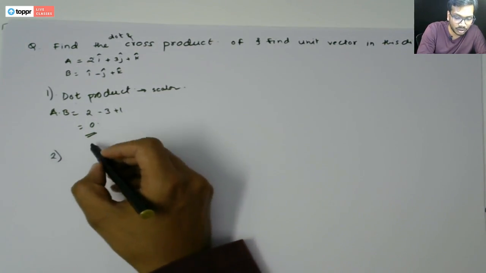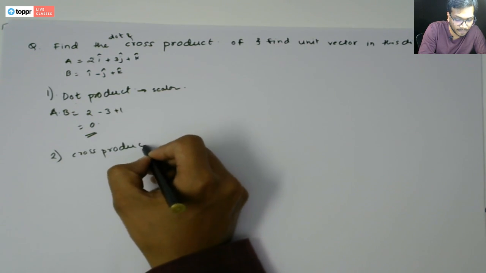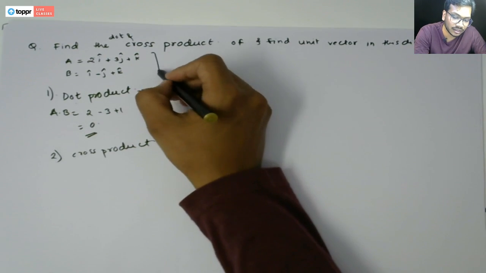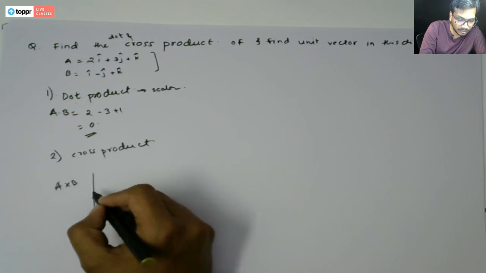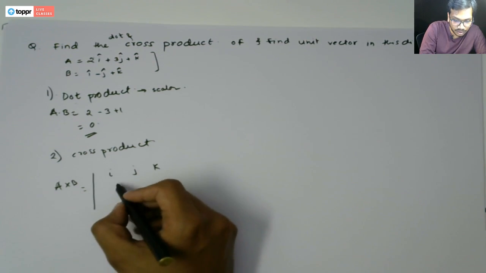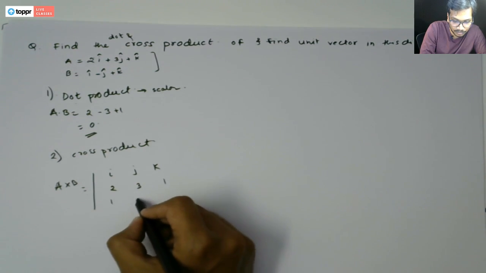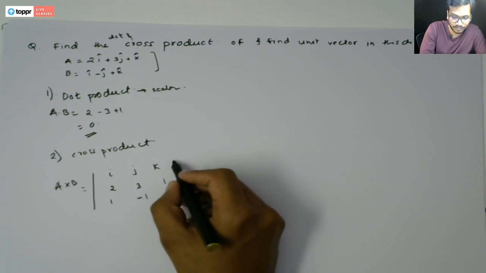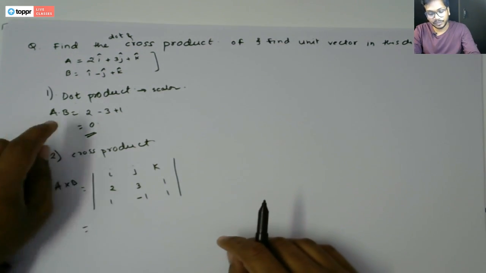Now let's find the cross product. Now if vectors are in this form, how do we do the cross product? So A cross B will be given by the determinant of i, j and k, and we arrange the first vector 2, 3, 1 and then 1, minus 1, 1.